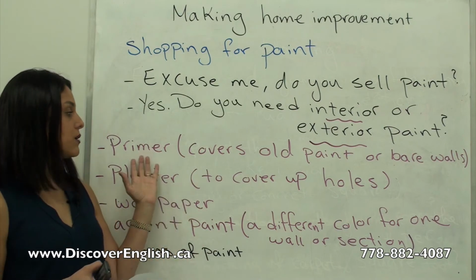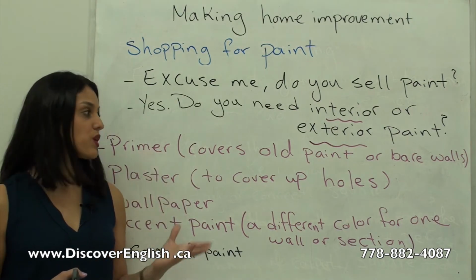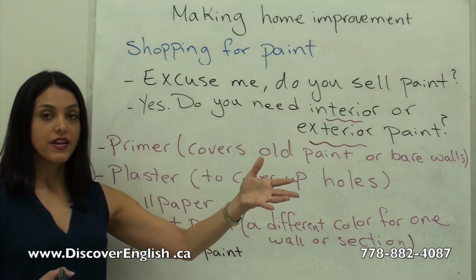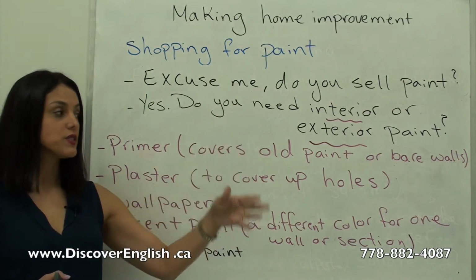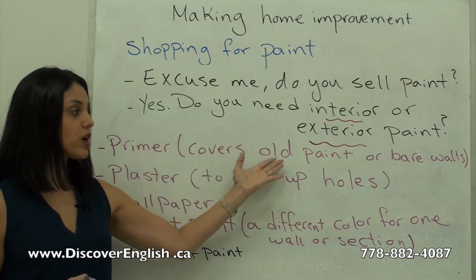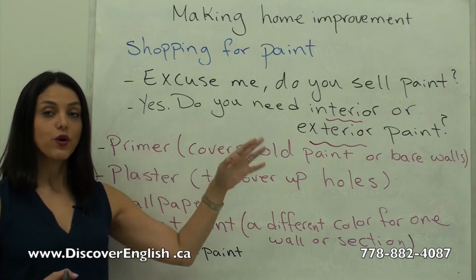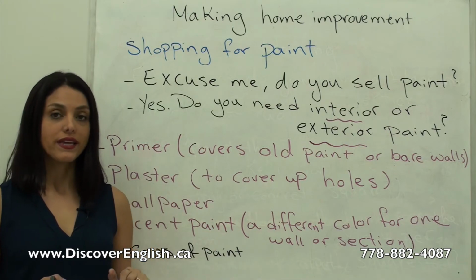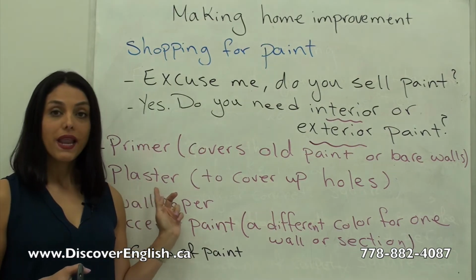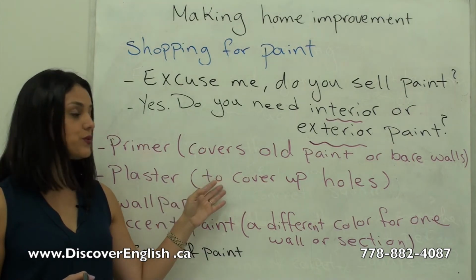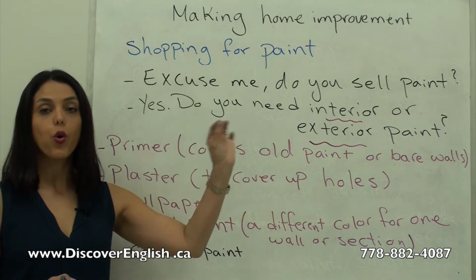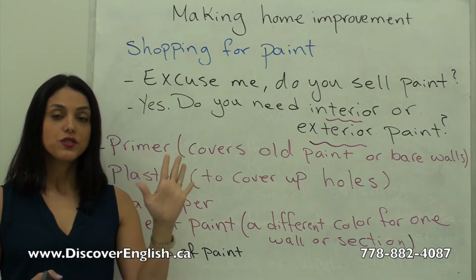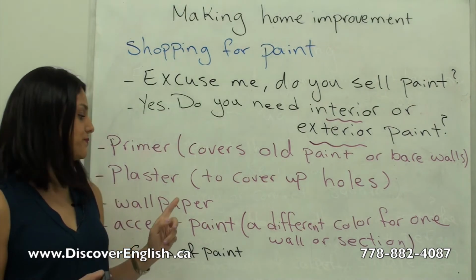You might need primer as well. So what is a primer? Primer covers old paint or bare walls. So if the walls are bare plaster, you need to cover them with primer first. Or you have to cover it with primer if you already have old paint. First you apply the primer and then the original paint. And plaster is something that you use to cover up all the holes on the wall. It's white and you use it to cover up all the holes on the wall.